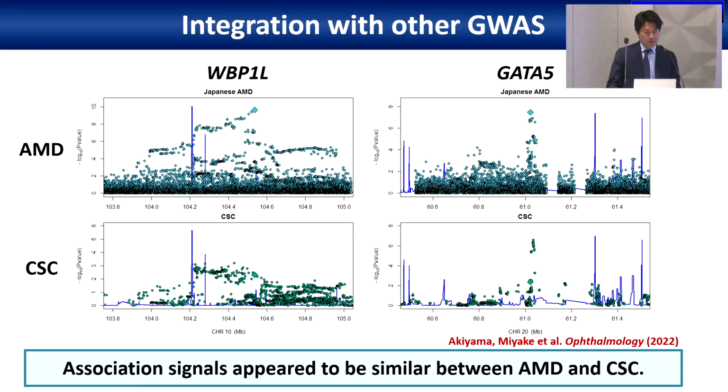I also would like to note that we can integrate GWAS results with other GWAS results. Utilizing the association results of the AMD GWAS, we compared the association signals between age-related macular degeneration and central serous chorioretinopathy, and found two loci showing similar association signals between these two diseases. This observation indicates that these two diseases share the same biological mechanism of disease onset.